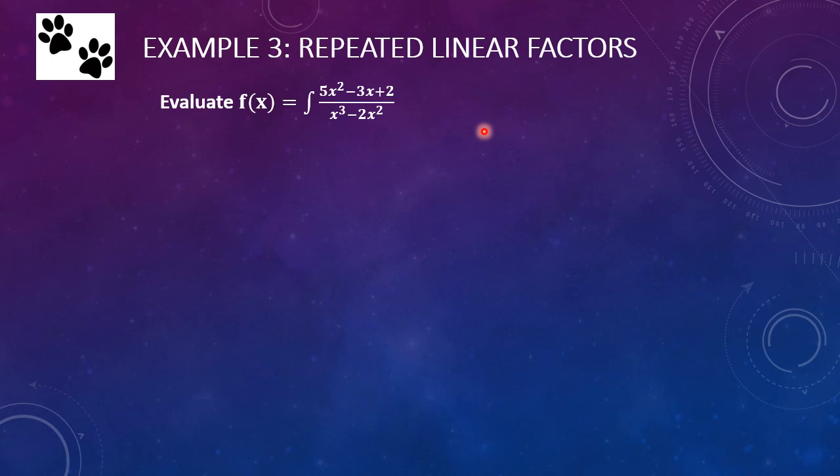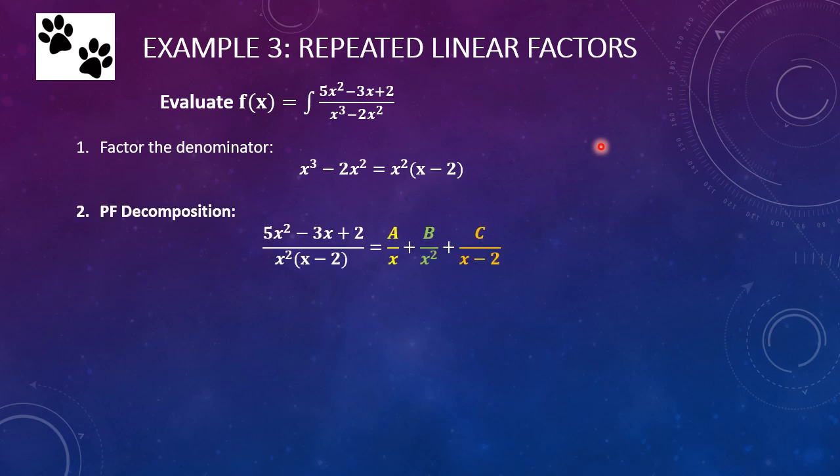Okay, so we're going to follow the same steps as we did before. The first thing is to factor the denominator, and we can see if we factor out an x squared, which is in both terms, we get x squared times x minus 2. So here we have a linear factor that repeats itself because it has a power on it. This means that when we're doing the partial fraction decomposition, we're going to include x and x squared. We start at an exponent of 1 and then go all the way up.